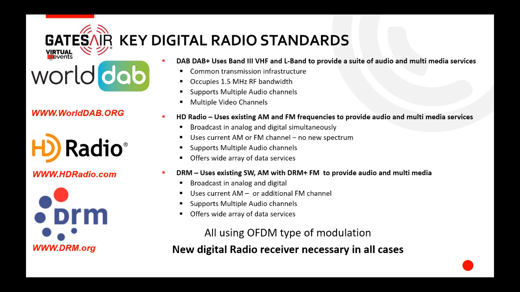HDRadio is commonly used in North America, in the United States, Canada, and Mexico, as well as some other locations, and we'll talk about that. HDRadio reuses existing AM and FM frequencies that broadcasters are on today, and it supports simultaneous analog and digital transmission. So if I'm on 99.5 megahertz for my FM channel, I can use that. I can add digital to it. I don't need new spectrum.